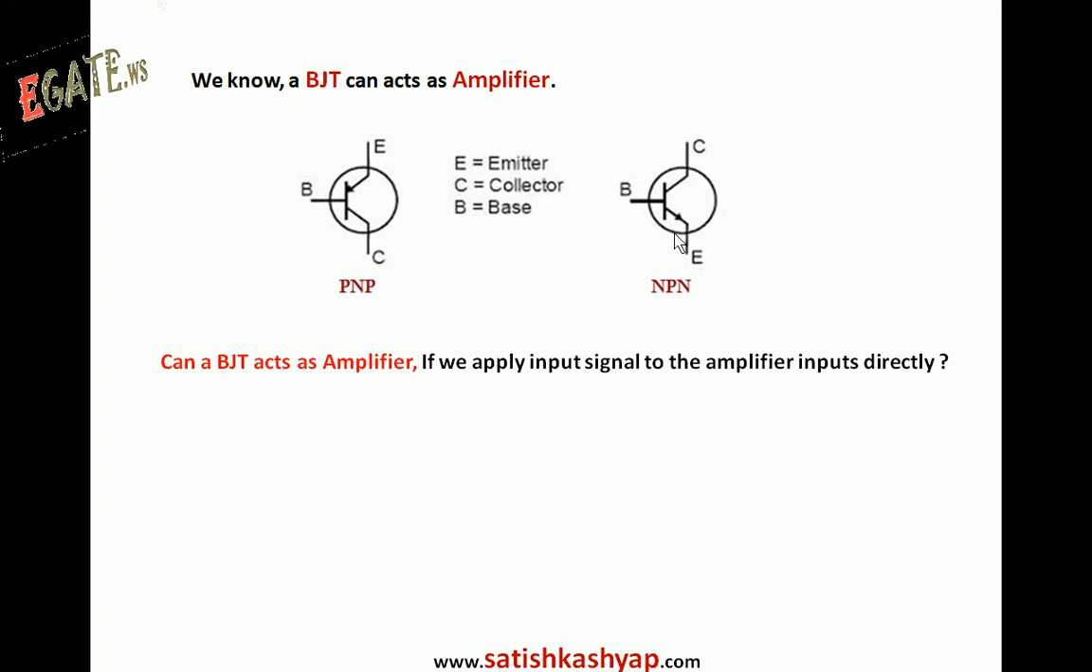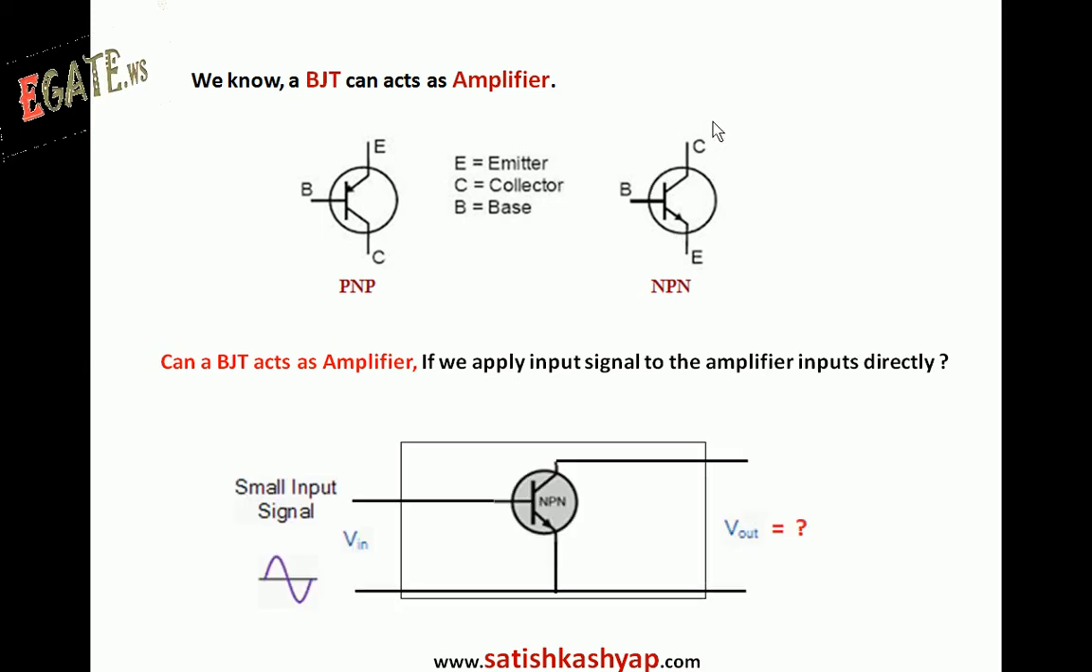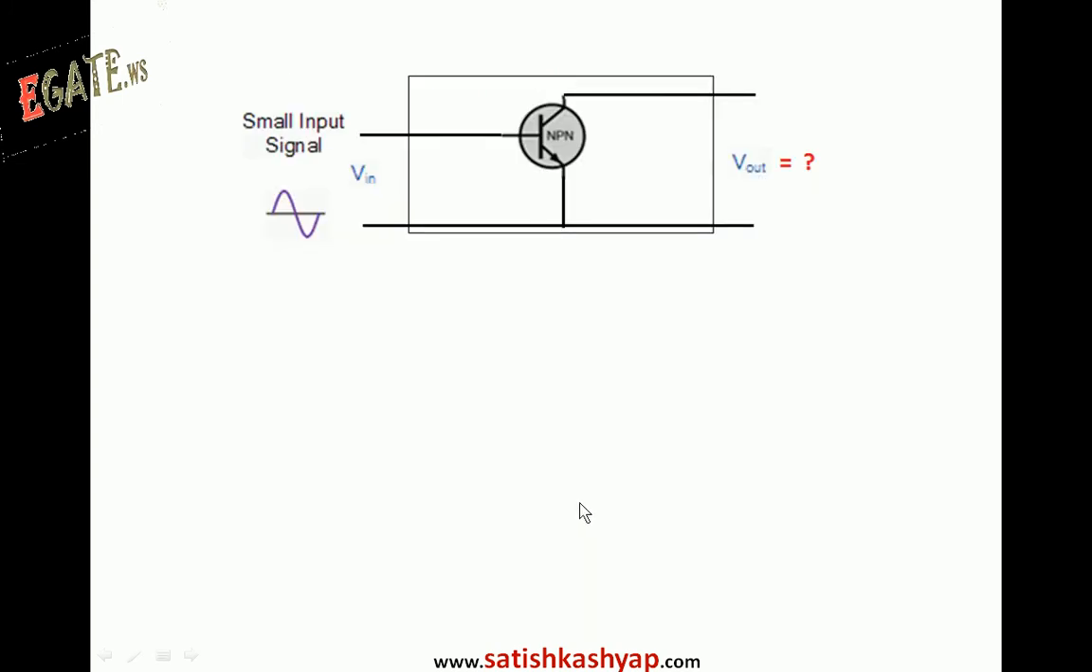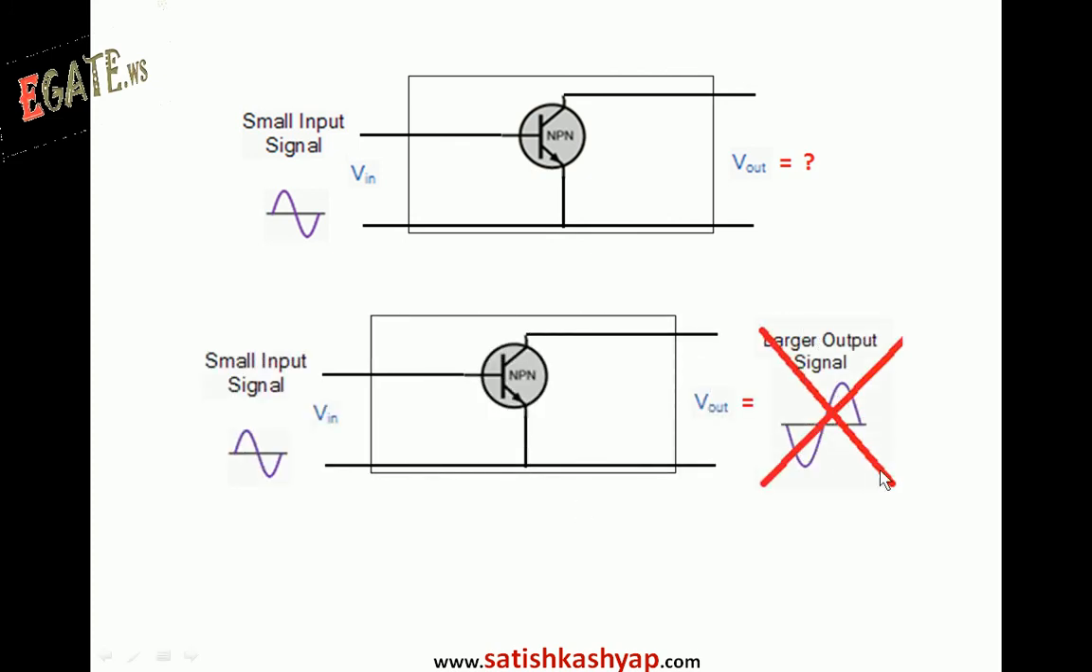Can a BJT act as an amplifier if you apply the input signal directly? Let us assume this transistor is acting as an amplifier. If you apply the input signal directly to the base and emitter in this way, are you going to get amplification at the output terminal, collector with respect to emitter? That is, is V out going to be an amplified version of the input signal or not? There is no amplification if you simply apply the input signal directly. So we don't get any amplification.